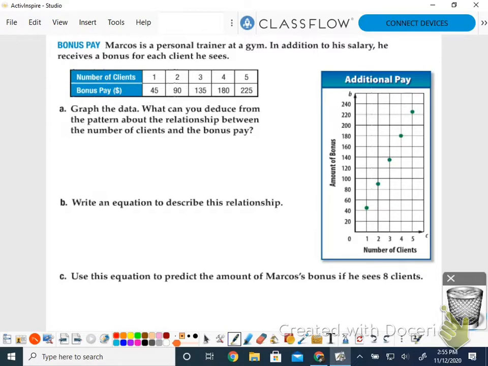All right, so we're going to do what we did on the last one. I'm looking at 45 and 1. So 45 divided by 1, that's definitely 45.